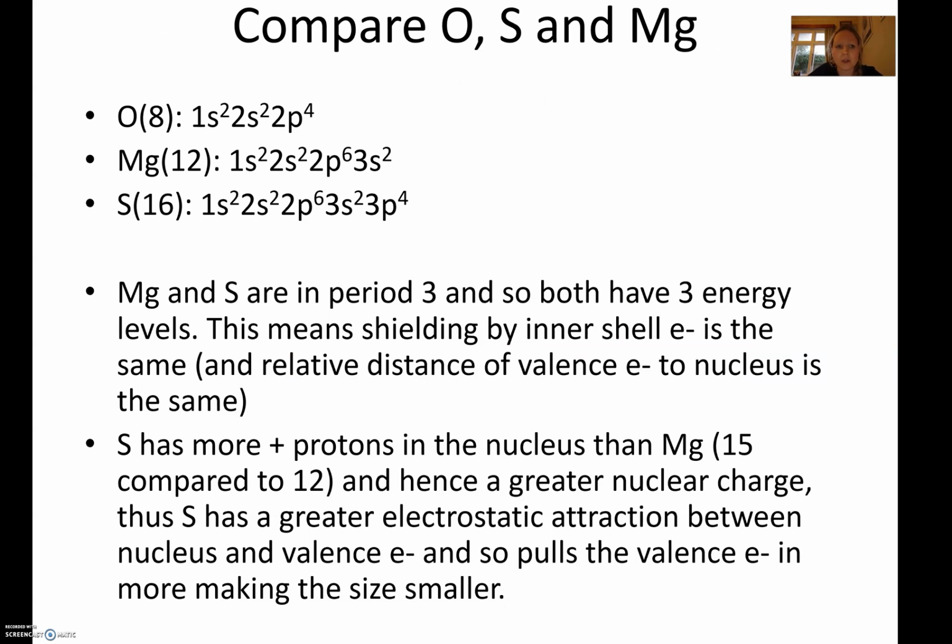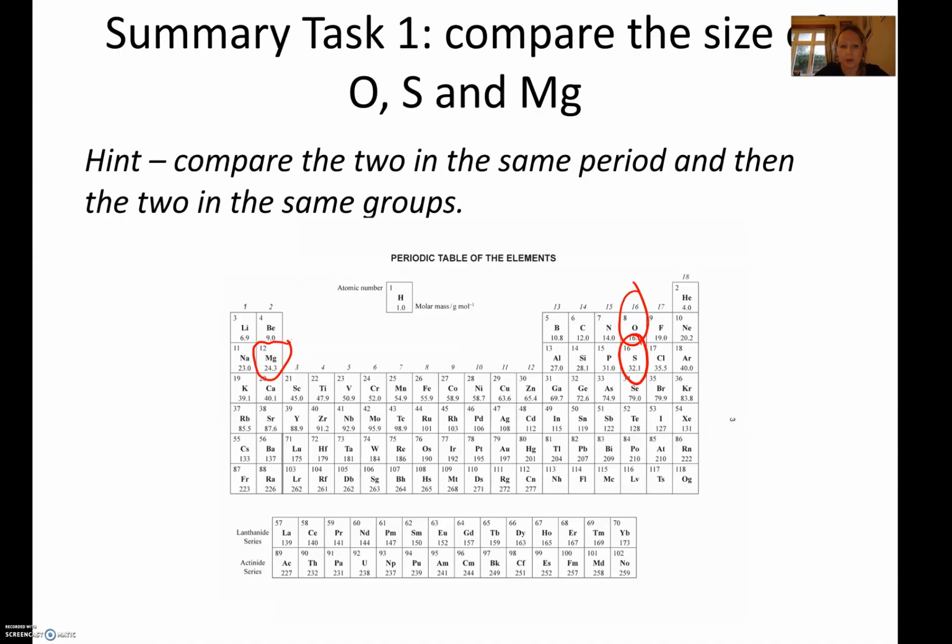Here are the electron configurations, but you don't really need them. If you start with these two that are in the same period first of all, I think it makes things easier. If we look at magnesium and sulfur, sulfur will be smaller than magnesium, and the reason is because sulfur is further across the period. It's got 16 protons compared to magnesium's 12, which means it's got a greater nuclear charge.